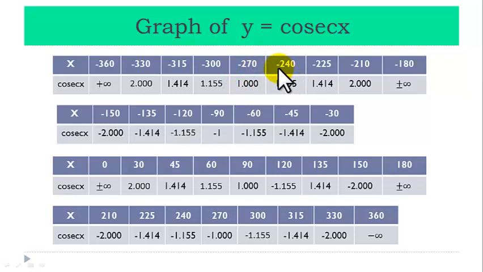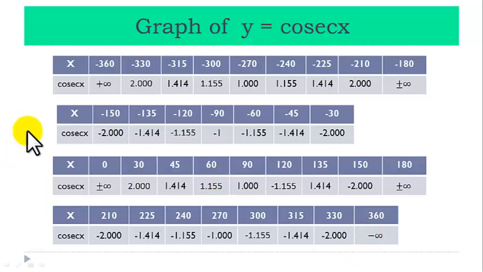For x equals minus 240, cosec x is 1.155. For x equals minus 225, cosec x is 1.414. For x equals minus 210, cosec x is 2.000. For x equals minus 180, cosec x is plus or minus infinity. We continue until we get to 360. So for x equals 360, cosec x is minus infinity.